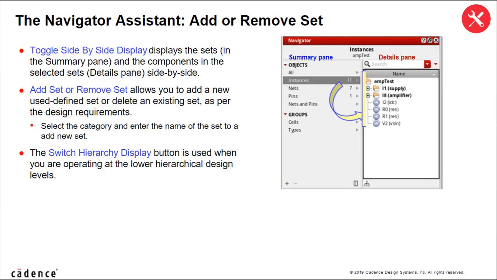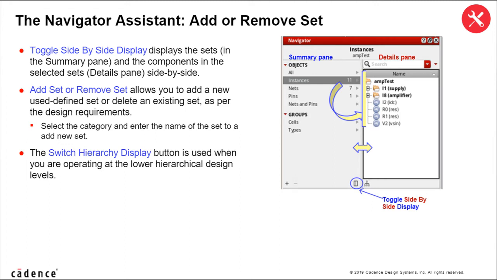In the snapshot on the slide, you can see the Navigator assistant, and you can see the summary pane and the details pane next to each other. They are open side by side. You can click this button called Toggle Side by Side Display, which displays the sets and the components in the selected sets side by side.